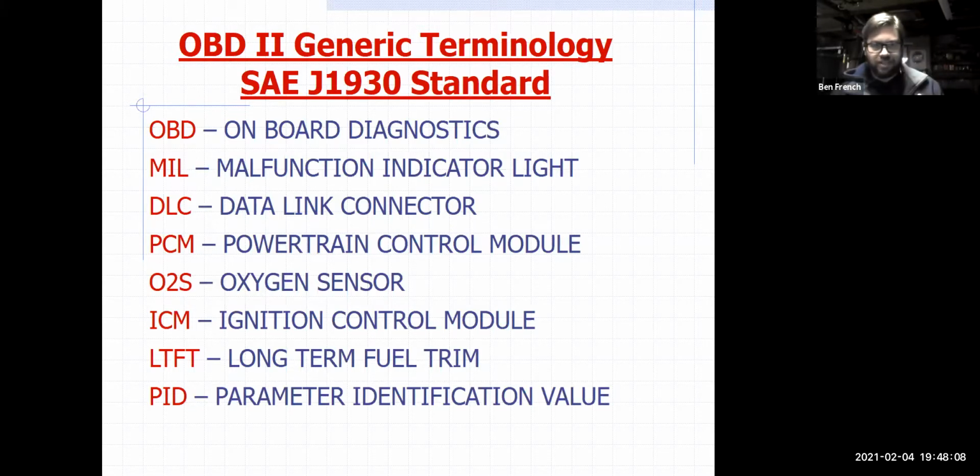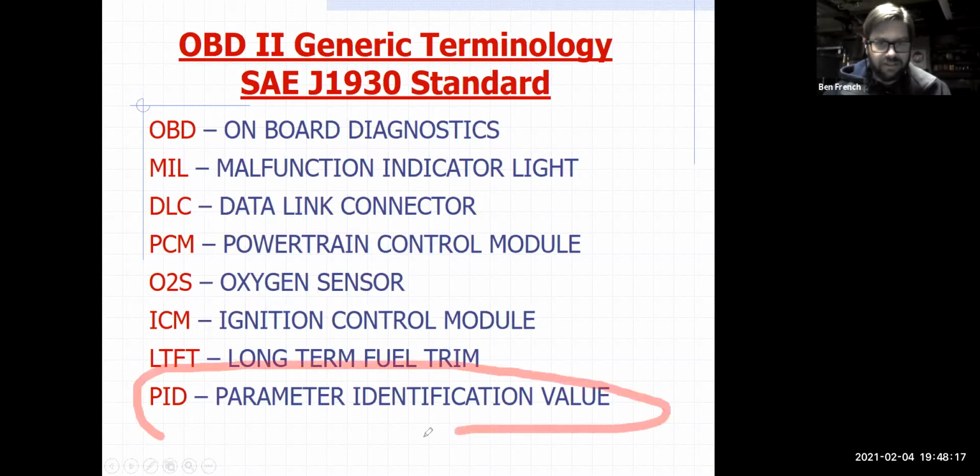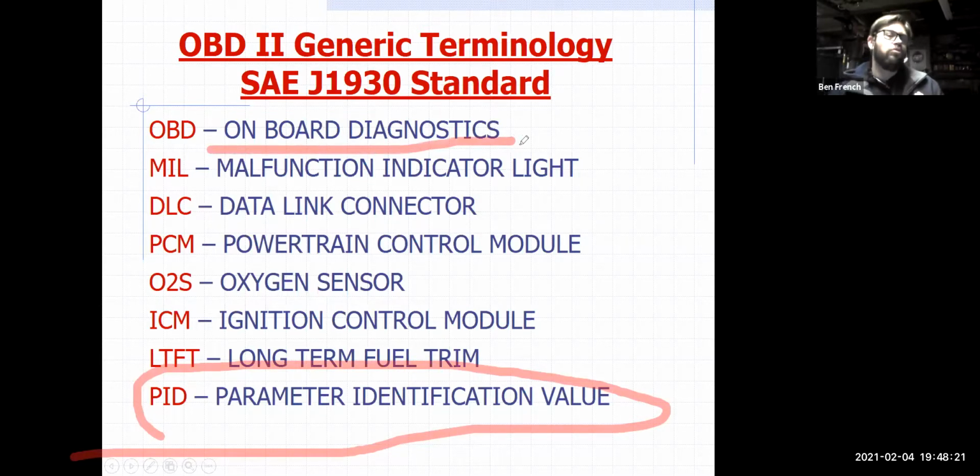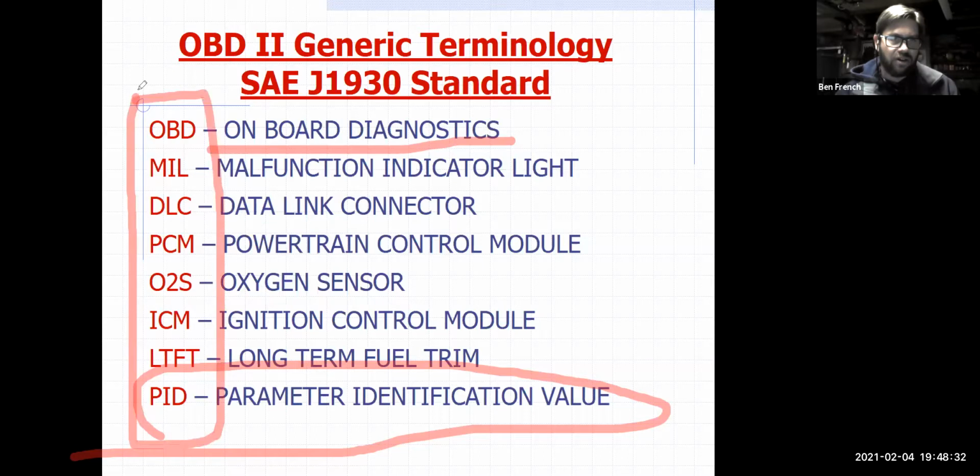O2S is your oxygen sensor. ICM is your ignition control module. And all your scan data parameters are now called PIDs. Okay, so part of what we're doing here is just trying to get through these standard terms so we're all speaking the same crazy acronym language here on our cars. I'm going to point out this one right here.